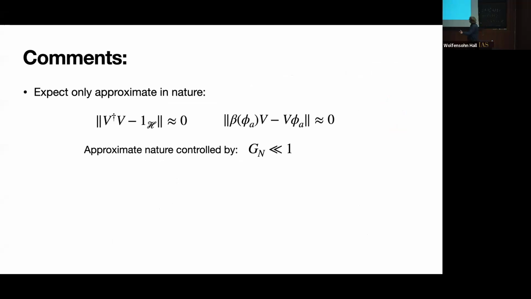Okay, so in this setting, we expect that this error correcting code is only approximate in nature. What you might mean by that is that V dagger V is maybe not even an isometry, but as an operator in the operator norm, it's close to the identity. V dagger V is close to the identity, and again in the operator norm, this reconstructed operator approximately works.